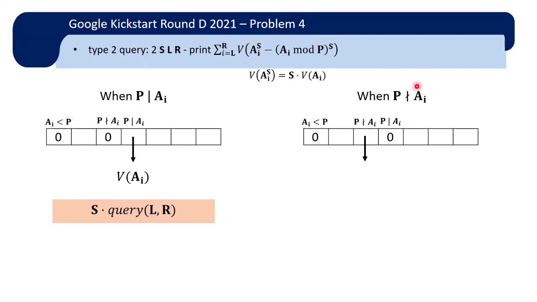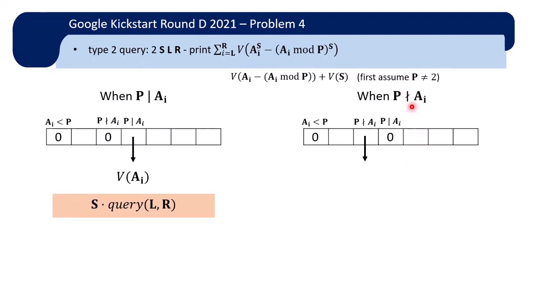Okay, then how about this side? How do I store the values? If AI is not divisible by p, let's assume first that p is not equal to 2, so I don't have to take care of the exception case in the LTE lemma. So this value here is x to the s minus y to the s, right? So it's x minus y plus v of s. So it's actually this expression here.